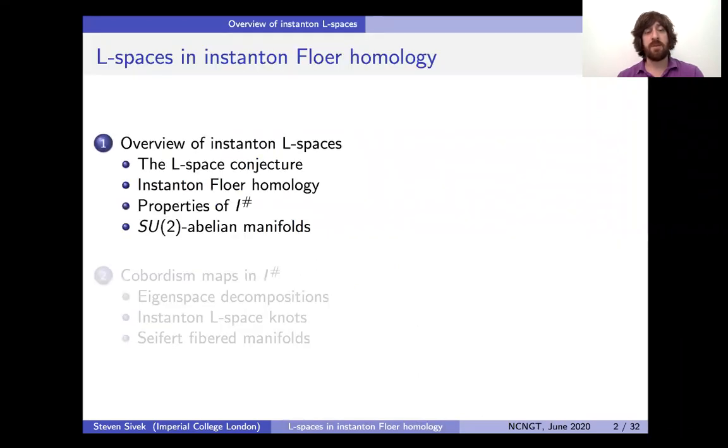As an outline of what I'm going to do in this part, I'm going to first remind you what the L-space conjecture is. Then I'll introduce instanton Floer homology, the version of Floer homology that I want us to think about this conjecture. I'll discuss the properties of a version of that called framed instanton homology, I-sharp. And then I'll discuss a class of interesting manifolds from this perspective, which are called SU2 abelian.